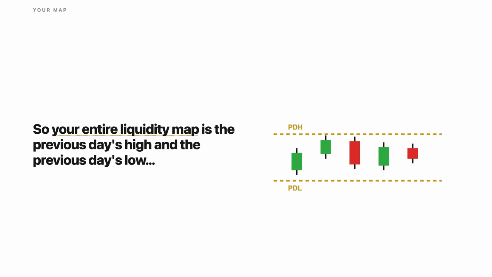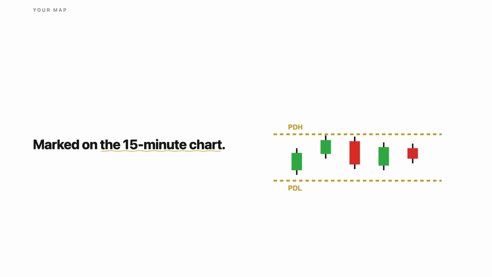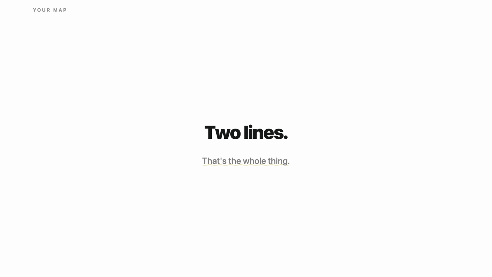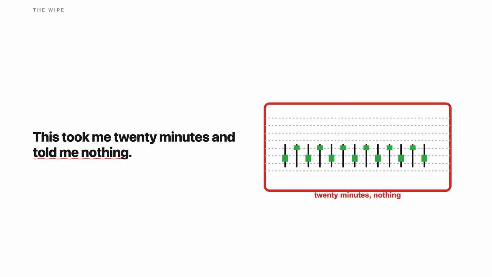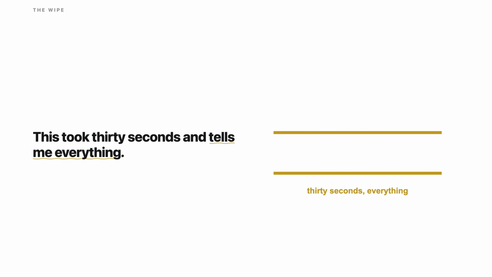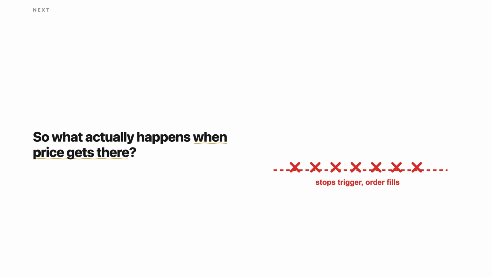So your entire liquidity map is the previous day highs and the previous day's lows, marked on the 15-minute chart. 2 lines, that's the whole thing. This took me 20 minutes and told me nothing. This took me 30 seconds and tells me everything. 2 lines on your chart. So what actually happens when the price gets there?